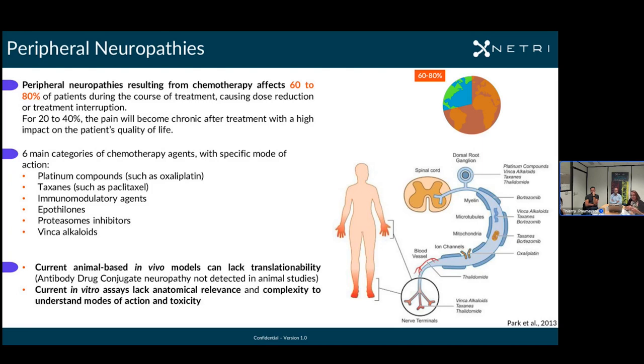Current animal models in vivo sometimes can lack translationality. There is evidence that some types of neuropathy are not detected in animal studies, and sometimes current in vitro assays don't always have the anatomical relevance or the complexity to understand certain modes of action or toxicity.